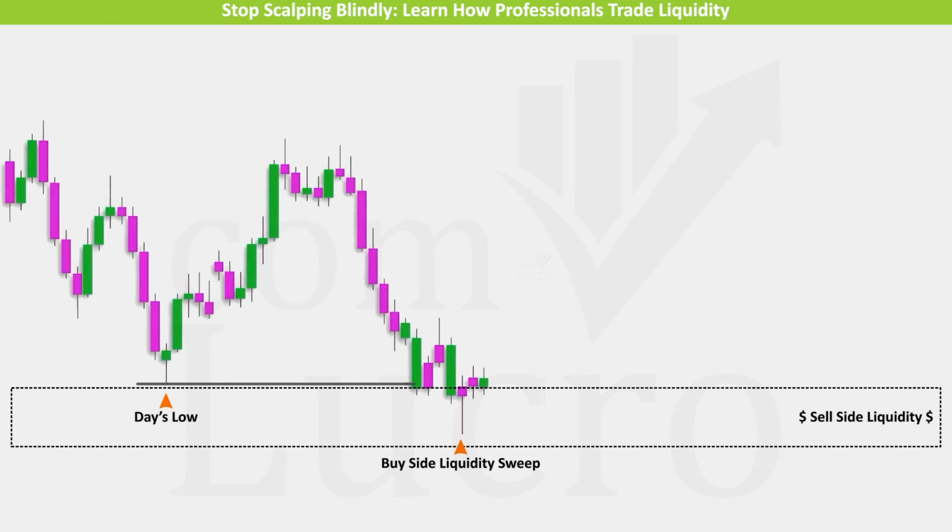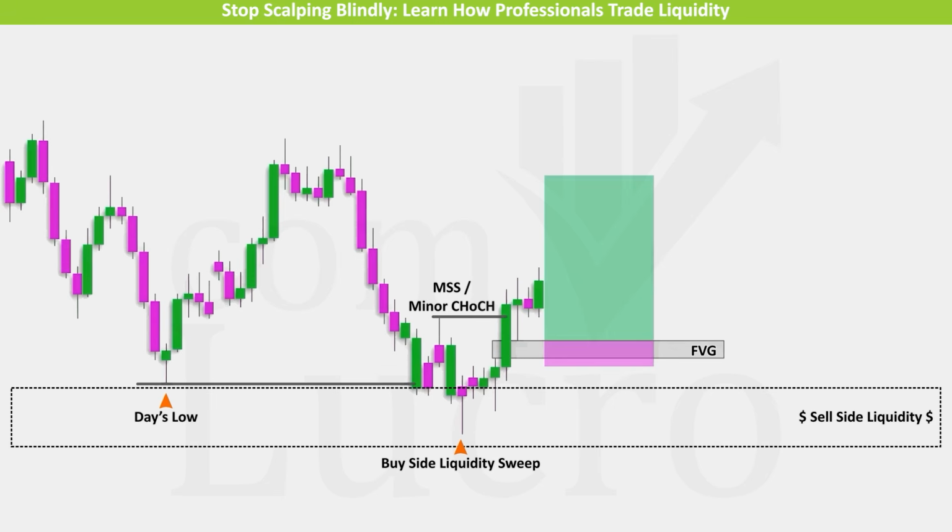A valid liquidity sweep pattern forms when price breaks below a key level and then immediately returns back inside the range, signaling that sell-side liquidity has been taken. Next, wait for a bullish market structure shift to confirm that the reversal is valid. Finally, mark the fair value gap created during the displacement and plan your entry accordingly.